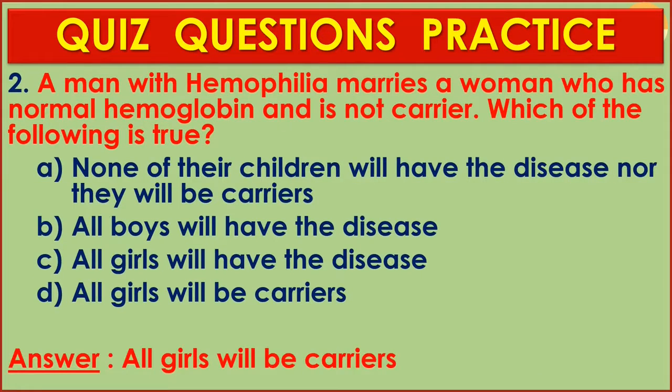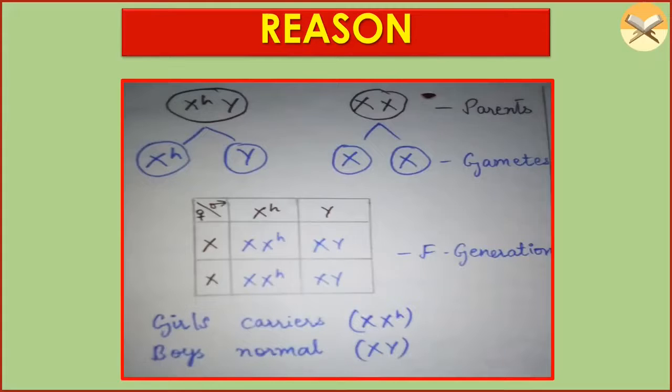The correct answer is option D, all girls will be the carriers. The reason is that hemophilia is an X-linked disease. That is why we represent the hemophilic father with X^h and Y, while the normal mother is represented with XX alleles. Then gametogenesis takes place and the gametes are formed. X^h and Y are the gametes of the father, whereas X and X are the gametes of the mother.